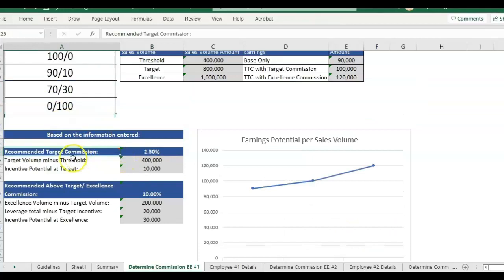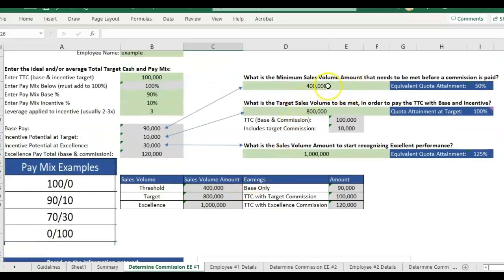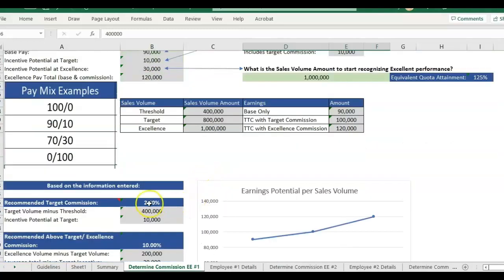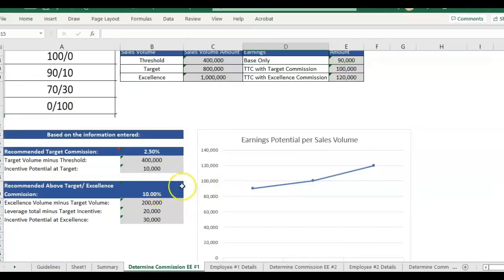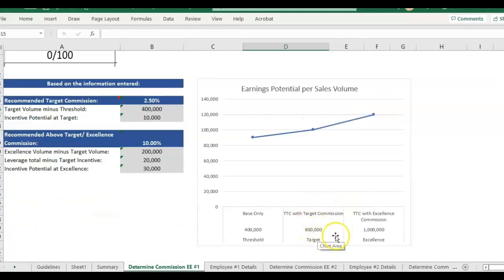So this calculation here for the target commission is applying this 2.5% to sales that occur above 400,000, because there's a threshold. So it's actually saying any sales between 400 and 800,000 is going to be calculated at 2.5%. And because we switched that to a 3x leverage, any sales between 800,000 and 1 million is going to be a 10%, but it's only applying to the sales above the target of 800,000.